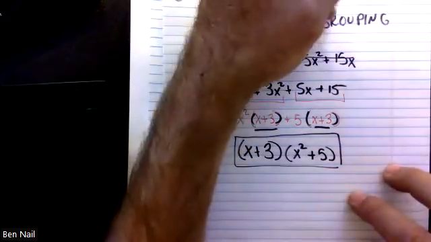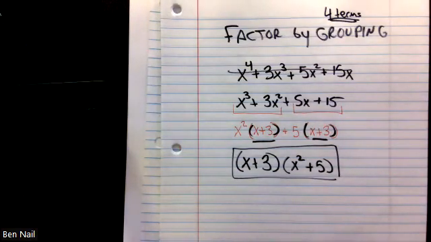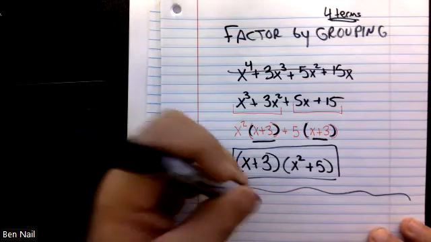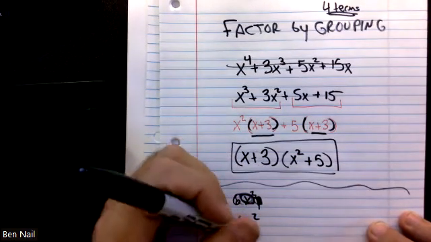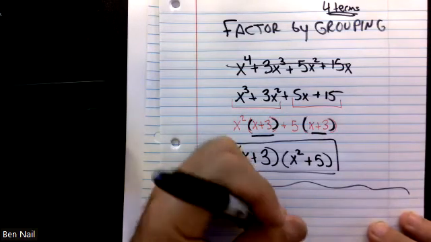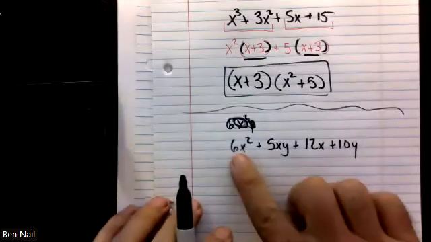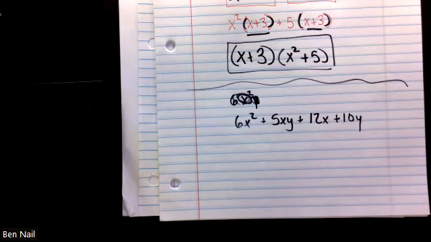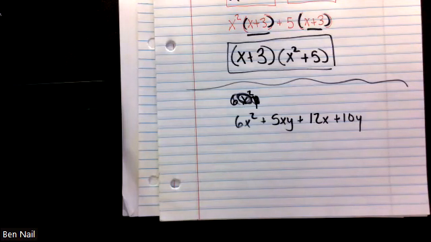So again, factoring by grouping works if there are 4 terms. That's pretty much the only time you're going to use this. Okay, so again, we're looking at 4 terms. I'm also going to look for a greatest common factor first. In this case, I can't divide any number out of 6 and 5 and 12 and 10 besides 1.